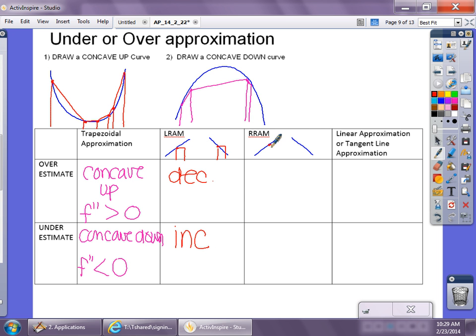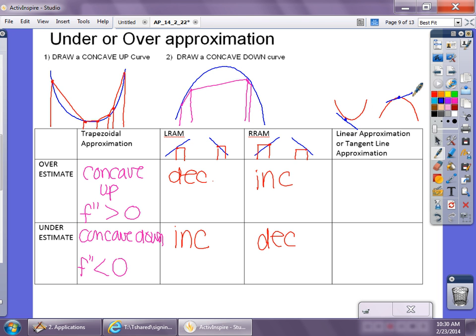So same thing here, RRAM, hitting the rectangle on the right side. We have an over approximation when we're increasing, and an under approximation when it's decreasing, and then hopefully you remember tangent lines. We did those with concavity. A lot to memorize. Draw a tangent. Oopsie, I didn't touch it, but there's one, there's one.